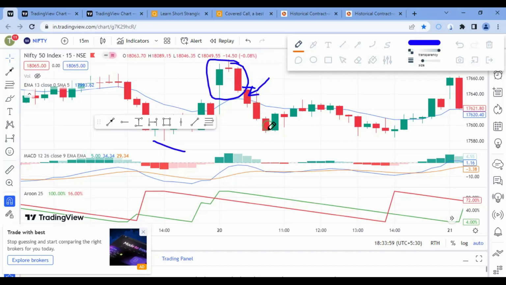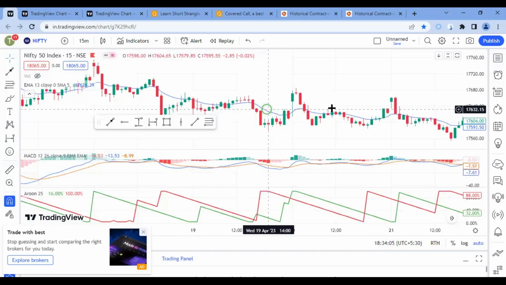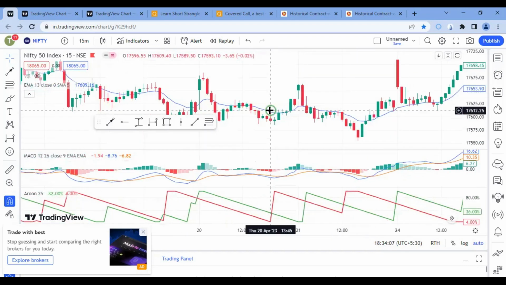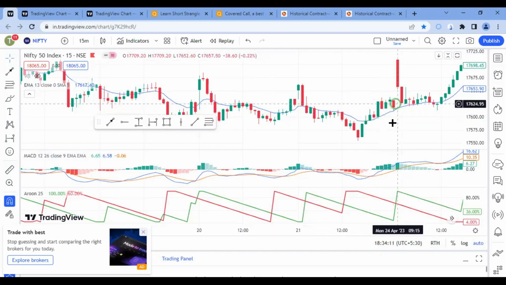Look for 1:1, 1:2 risk reward. So this is the way you can do the scalping for multiple days. How many days you can do the scalping? Until you see the price convincingly closed above 13 EMA and MACD goes above zero line.